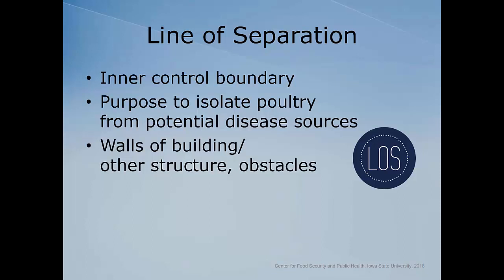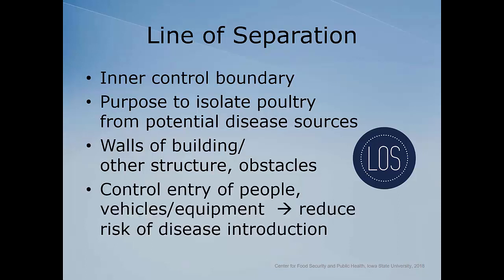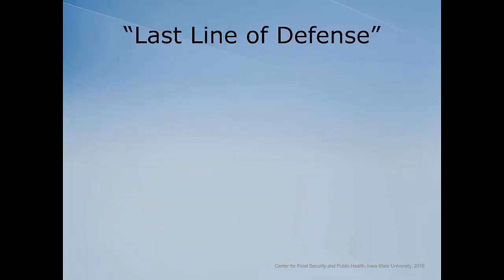For poultry with non-enclosed outdoor access, such as pastured poultry, natural or man-made obstacles which contain the poultry within a designated area may constitute the LOS. By controlling entry of people and equipment or vehicles as applicable into the LOS, the risk of introducing disease into the poultry areas will be reduced. The LOS is sometimes called the last line of defense for protecting the birds housed on the site.